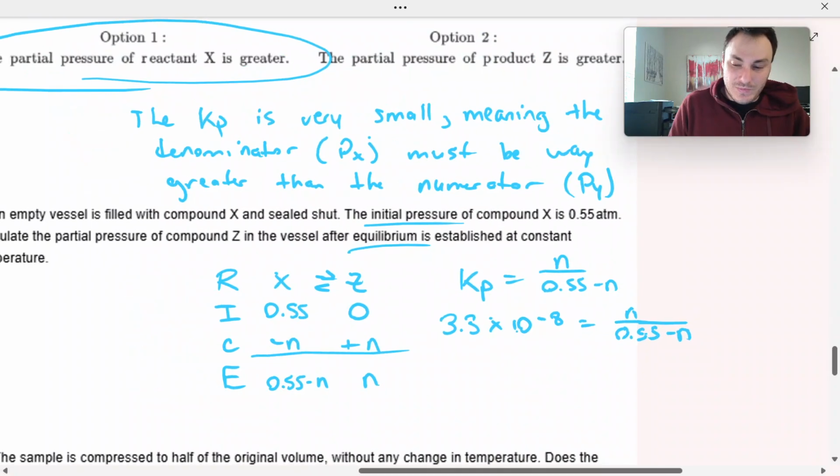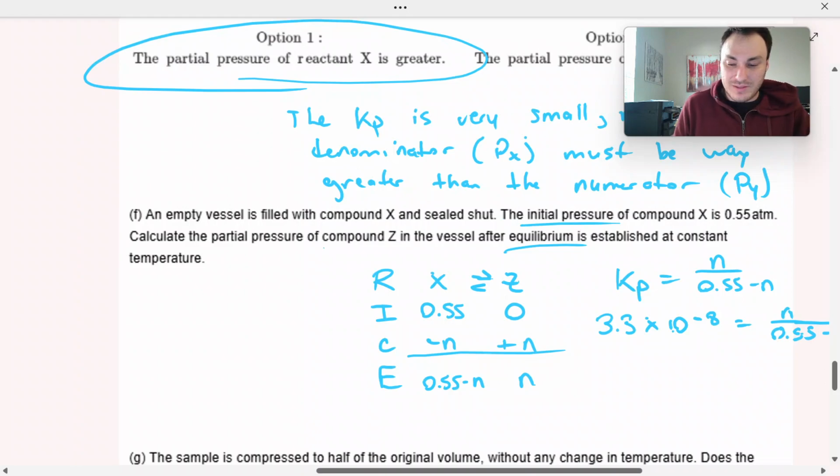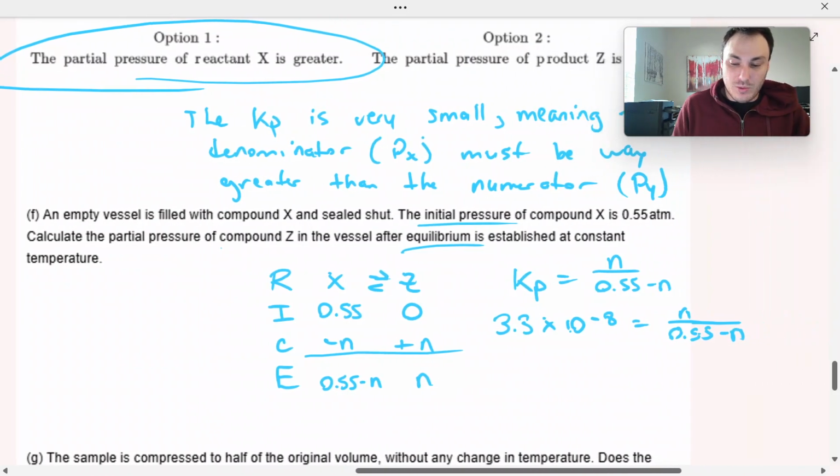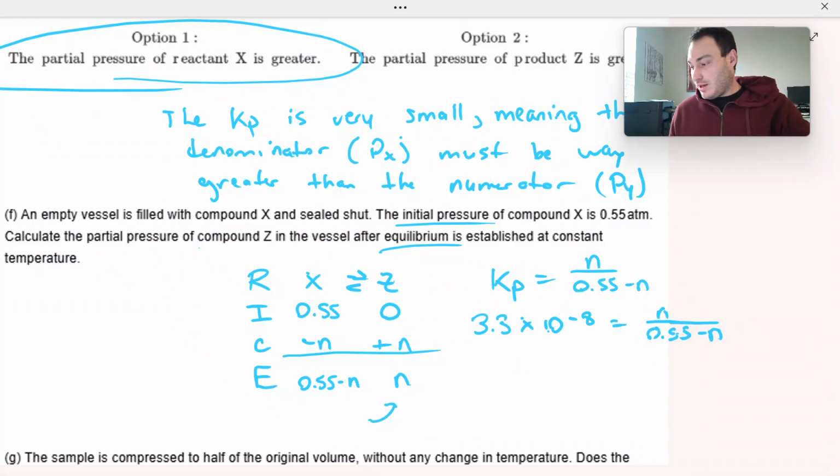Kind of got lost in the sauce. What are we solving for? The partial pressure of compound Z at equilibrium, which does equal N. So we're just solving for N at this point. The algebra isn't too bad here. I'm still going to go to my graphing calculator because I'm just a little bit lazy like that.